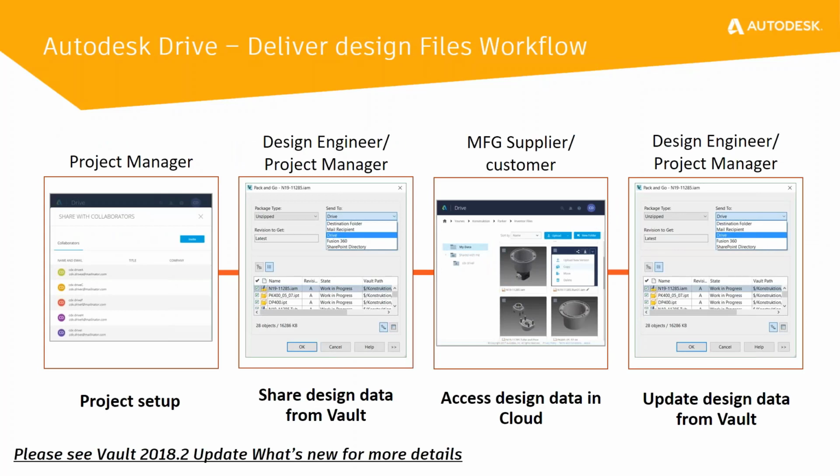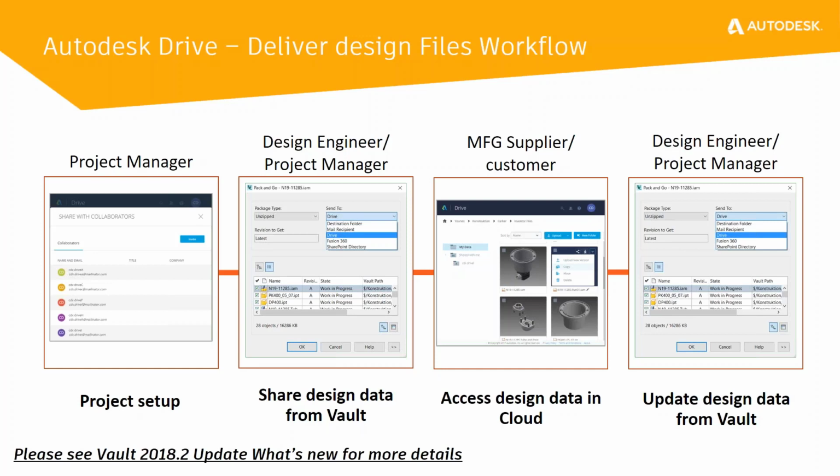Now, these extended pack and go capabilities make it easy to deliver native data outside the firewall by integrating Autodesk Drive and Fusion Team, which help engineering teams deliver native CAD data to external collaborators. The steps to do this are as follows. First, the project manager creates a project inside Fusion Team or Autodesk Drive. Second, the design engineer selects a file or multiple files, if there are multiple files to be shared, from the file list, the Users tab, the Where Used tab, or the Quick Search, and then selects Pack and Go.